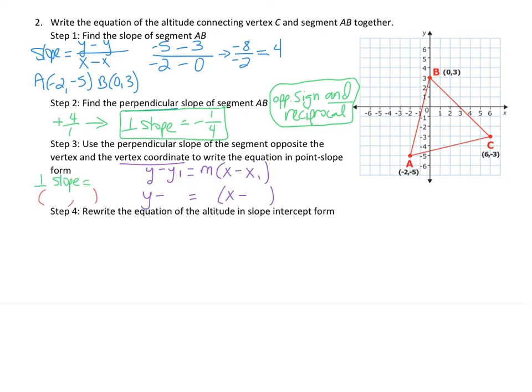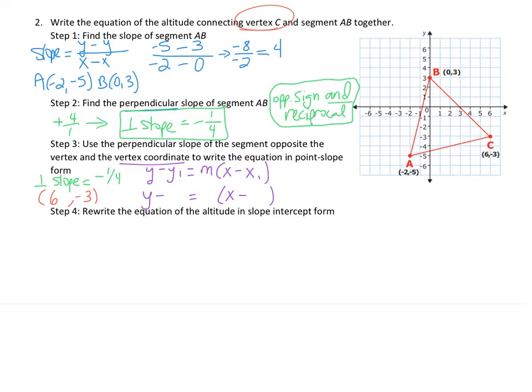Since we already have our perpendicular slope of -1/4, we can write that in there. Then the only coordinate that we know is going to be on this line, we don't know where it's going to be crossing on AB, but we know that it has to go through our vertex. So we're going to use our vertex C of (6, -3), since that's what they told us, for the altitude that we need to find.